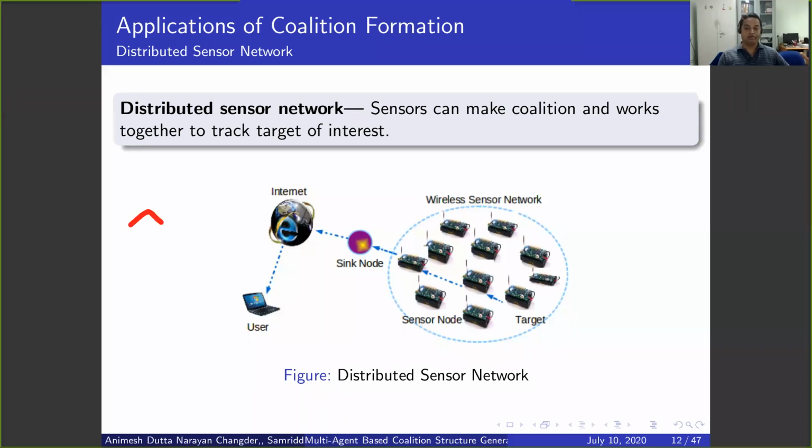there are targets. One sensor cannot track the entire set of targets. So sensors may form some kind of ad hoc team. Those who are familiar with the term ad hoc network, they will form some kind of ad hoc team, which is nothing but forming the coalition among the sensors to track some particular targets. So their goal is to track the maximum number of targets. That is their goal.